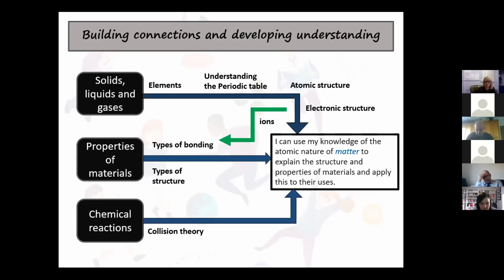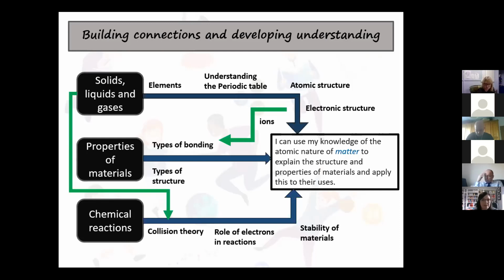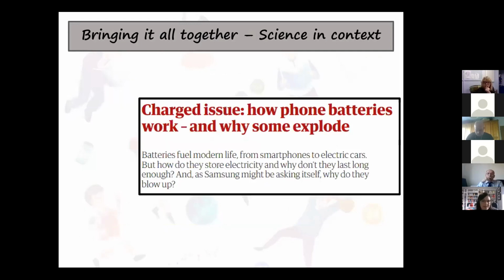We've got to be able to understand the collision theory, which connects us to solids, liquids and gases. It's the way those atoms move. Once we've got an understanding of the collision theory, we can then look at the role of electrons in chemical reactions. And then we can understand the stability of material. So those three strands come together to give us that deeper understanding.